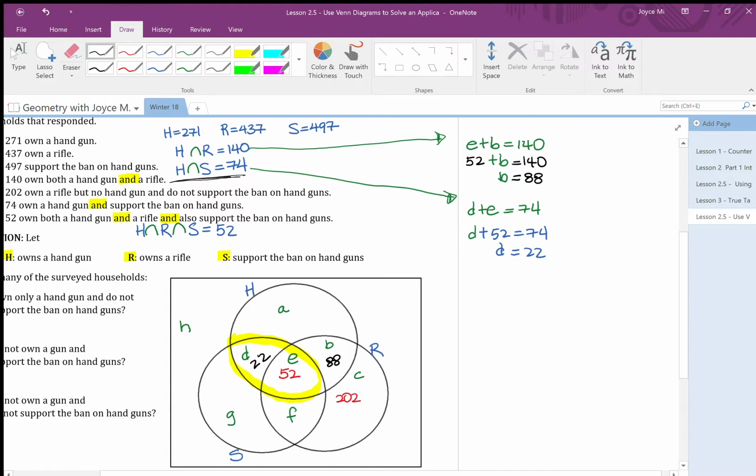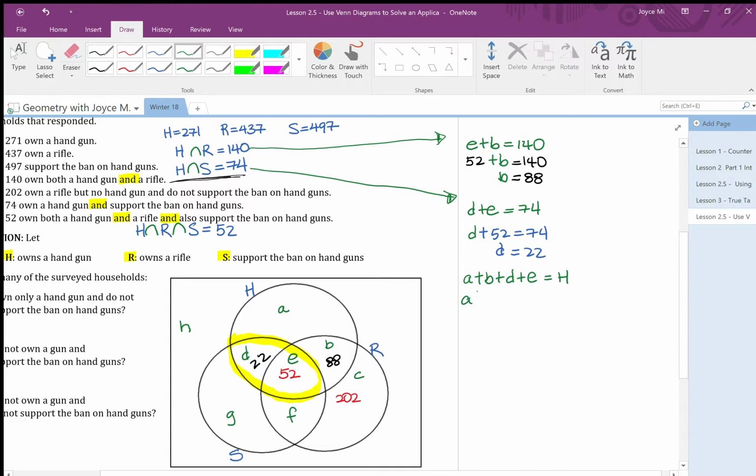Now let's look at my Venn diagram here. Is there anything I can solve already? In any one of those circles here. Let's look at H. Again, in H, I have A, B, E, D. Note that I know all of them except A. So that tells me I have A plus B plus D plus E is equal to H. So A, B, D, E, okay? And we know all of them except A.